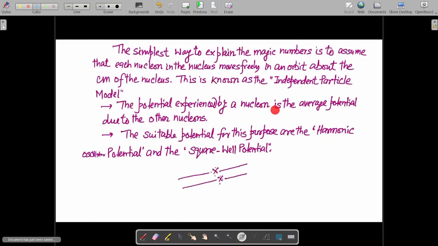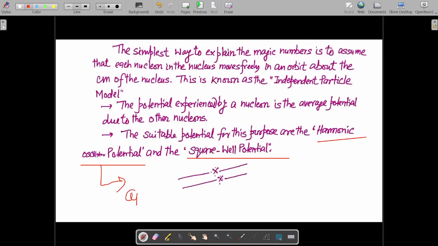The potential experienced by a nucleon is the average potential due to the other nucleons. As already told, the potential experienced by each nucleon is the average potential due to the other A-1 nucleons, if A is the total number of nucleons. What are the suitable potentials for this purpose? Harmonic oscillator potential is a suitable potential, and square well potential is also suitable. These are approximations.